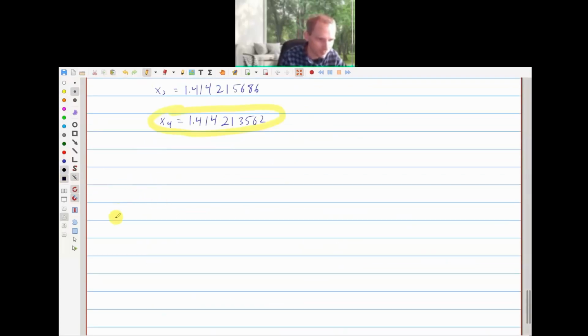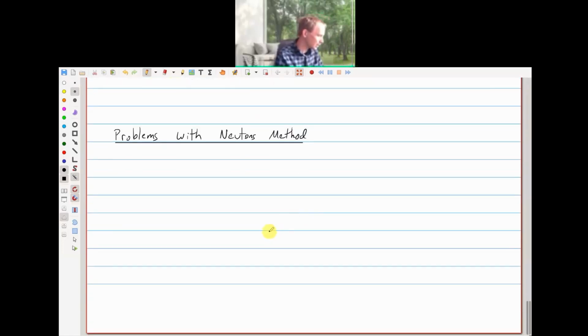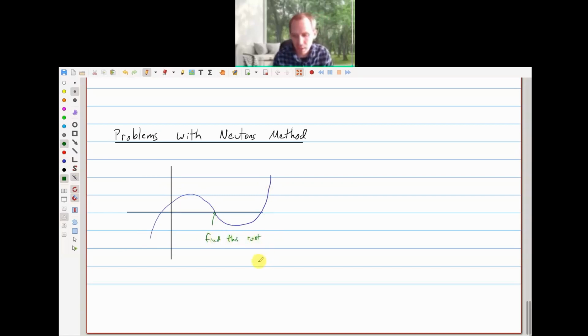All right, let's look at some problems that Newton's method can have. I want to illustrate these by looking at graphs because I think it's a little bit easier to understand. So let's suppose that I have some function and I want to find the root of that function. And let's suppose that my initial guess just happens to land exactly on a horizontal tangent line. This line never hits the x-axis, so I don't get a next guess. I don't get an approximation.